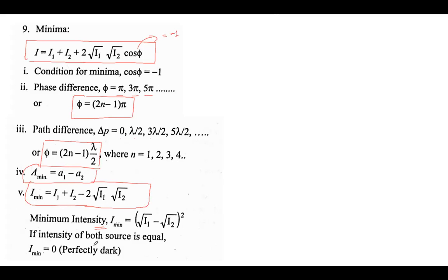So if the intensity of both sources is equal, right, तो वहाँ पे minimum intensity 0 हो जाएगा, that is perfectly dark.